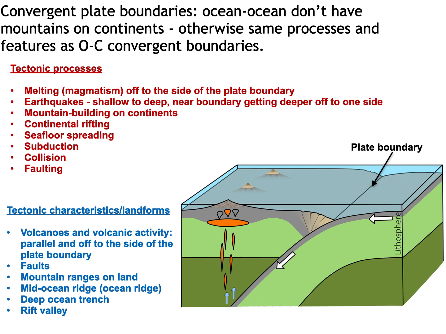So let's summarize the features that are different and similar here. Melting? Yes, same situation as with continental-oceanic convergent plate boundaries. Earthquakes? Yes, same. Mountain building on continents? No, because there's no continent here. Continental rifting? No, only occurs at divergent plate boundaries. Seafloor spreading? No, also only occurs at divergent plate boundaries. Subduction? Yes. Collision? Need two continents coming together, not happening. Faulting? Yes, occurs at every type of plate boundary.